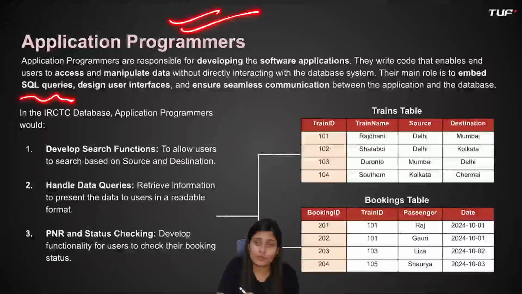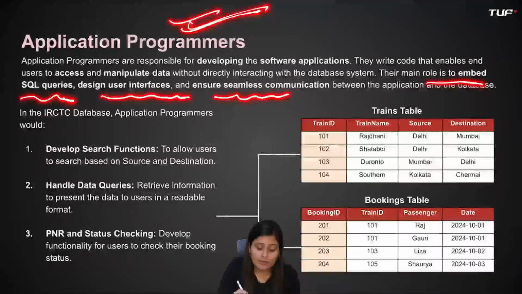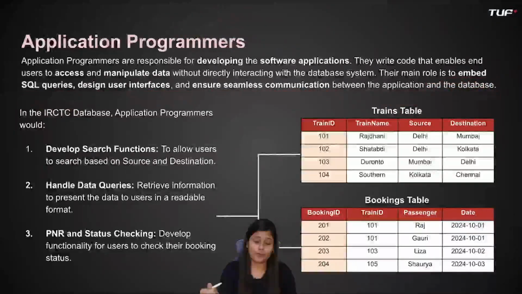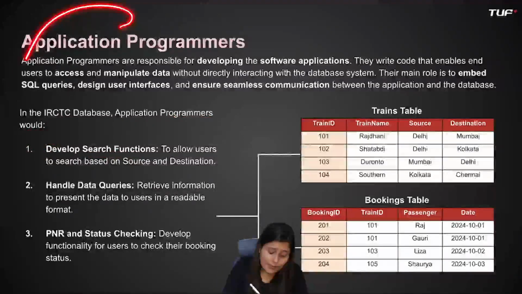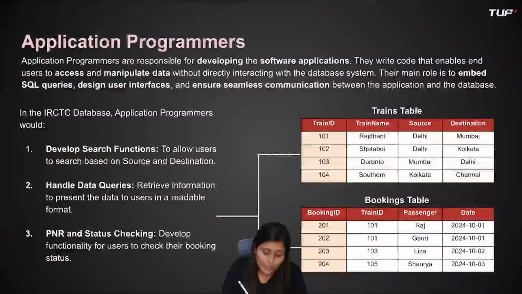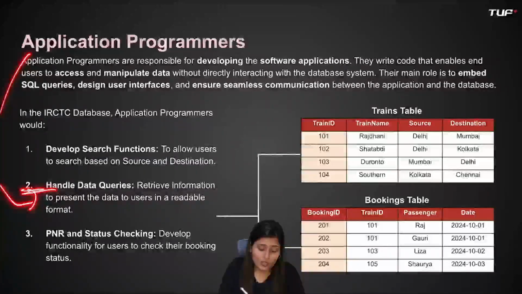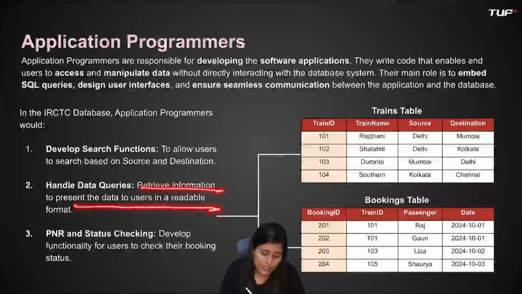Basically, application programmers write code to embed the queries, design the user interface and ensure seamless communication between the application and the database. To understand it more clearly, here is a train table and a booking table, where the train ID column is common in both, right? Now, in the IRCTC database, application programmers develop search functions so that users can search for trains from source to destination or for a particular date. They also handle data queries: they retrieve the information and present the data to users in a readable format.